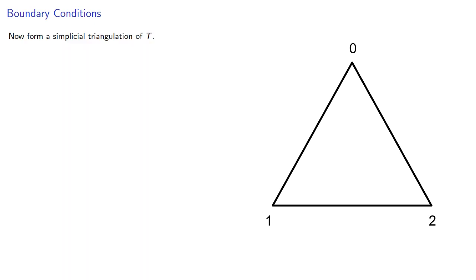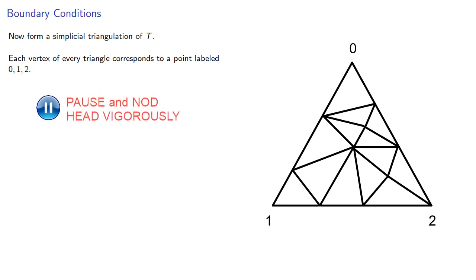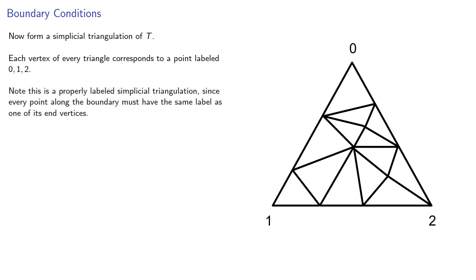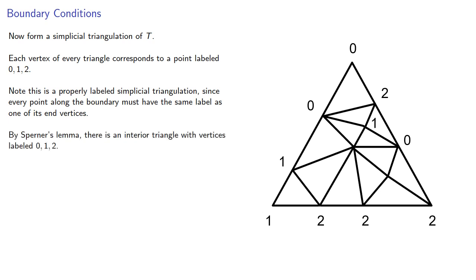So now, form a simplicial triangulation of T. Each vertex of every triangle corresponds to a point labeled 0, 1, or 2. Note this is a properly labeled simplicial triangulation since every point along the boundary must have the same label as one of its endpoint vertices. By Sperner's lemma, there is an interior triangle with vertices labeled 0, 1, and 2.